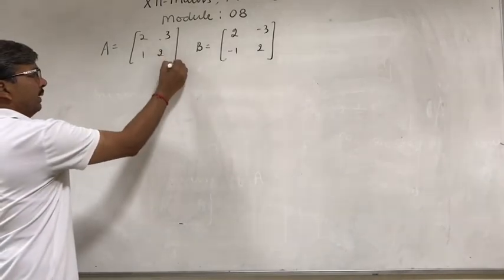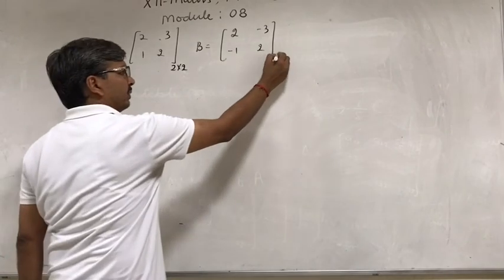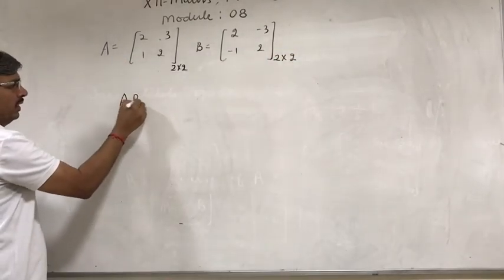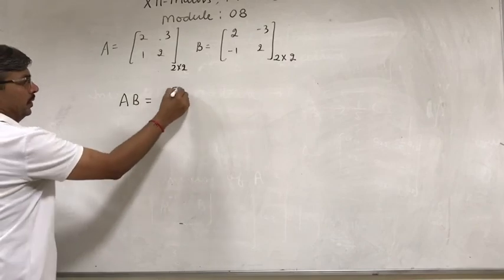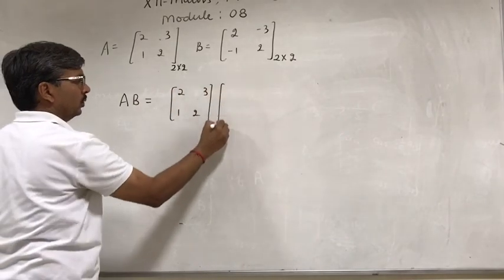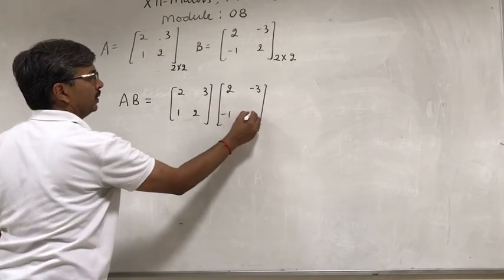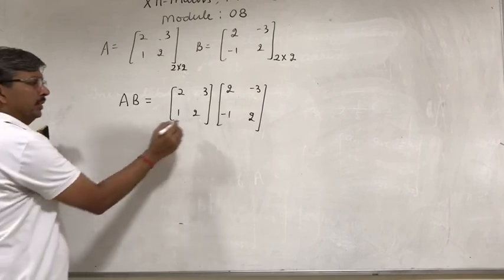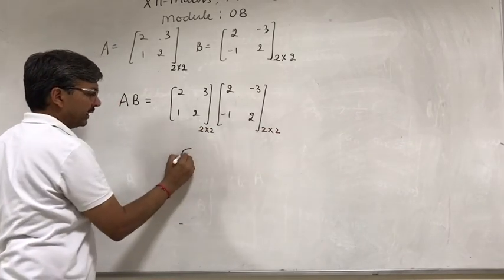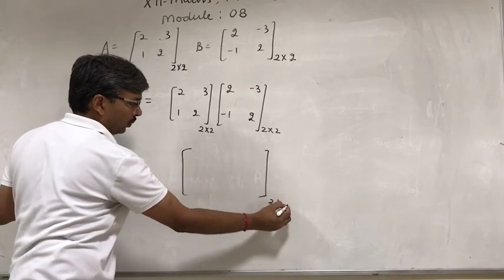The order of this matrix is 2 by 2. What will become AB? 2, 3, 1, 2 into 2, minus 3, minus 1, 2. This is 2 by 2, and this is 2 by 2. The resultant matrix will be of order 2 by 2.